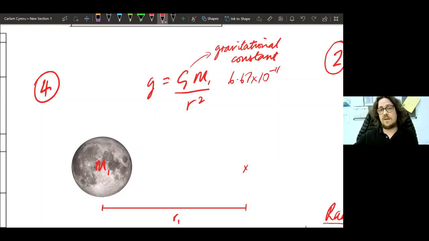It's one of the things that separates gravitational force apart from the strong force, the electromagnetic force and the weak force, by virtue of the fact that it is so, so low.